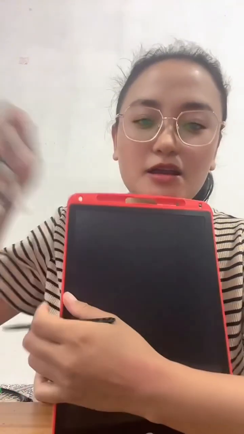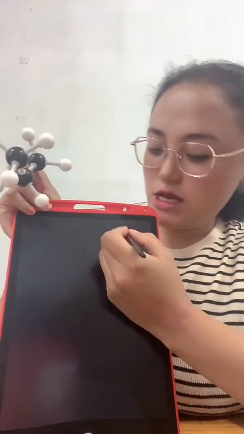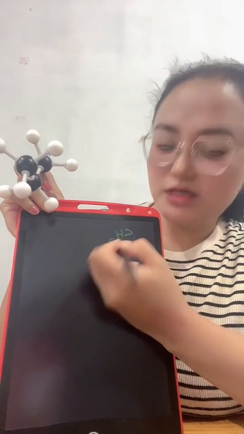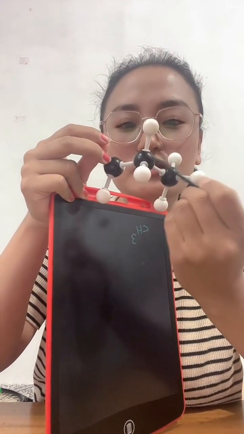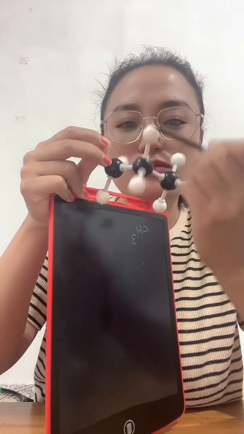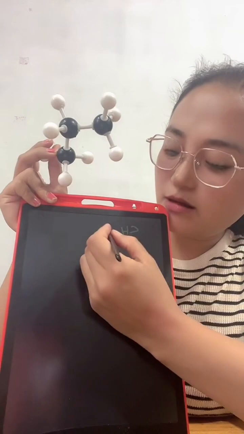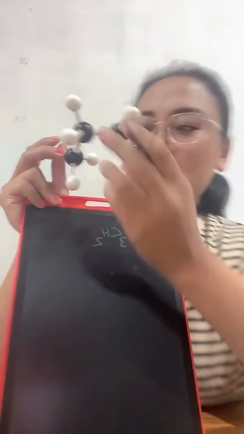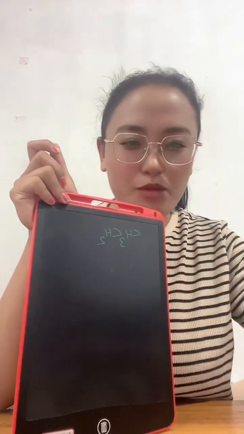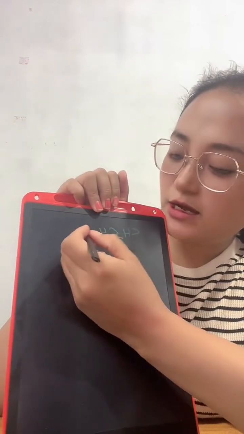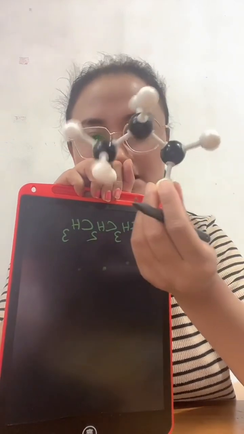So we are writing the condensed formula for this structural formula. This first carbon has 3 hydrogens, so CH3. The middle carbon, the second carbon, has only 2 hydrogens. See, 1 and 2. So the second carbon has CH2. The third carbon here again has 3 hydrogens. So if you remember, after the carbon symbol, we write the hydrogens. So this is the condensed formula for this one.